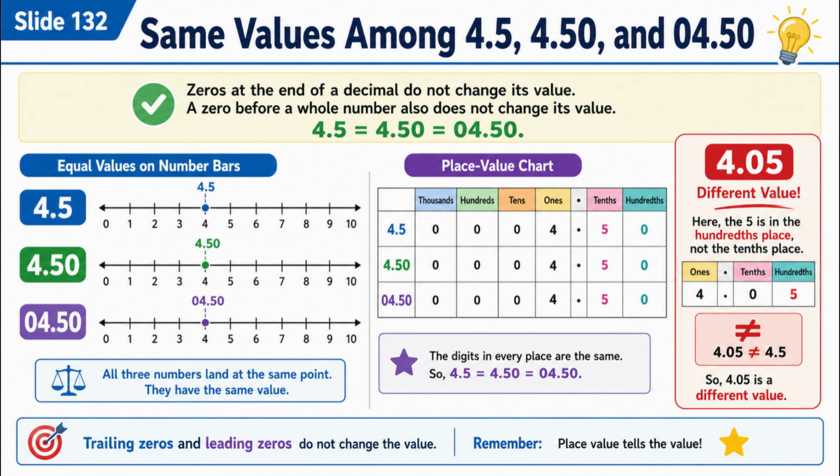Same values among 4.5, 4.50, and 4.500. Zeros at the end of a decimal do not change its value. A zero before a whole number also does not change its value. So 4.5 is equal to 4.50, and 4.50 is also equal to 4.500. But 4.05 is different because the digit 5 is in the hundredths place. Also, 4.050 is equal to 4.05. So 4.5, 4.50, and 4.500 are equal. And 4.05 and 4.050 are equal.